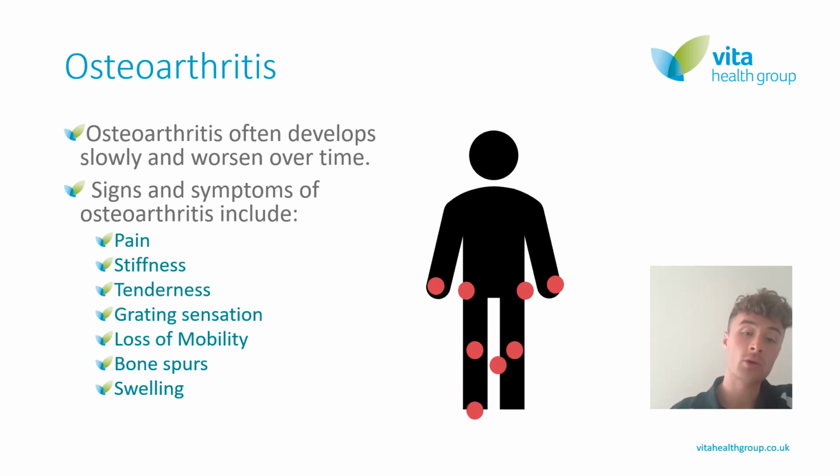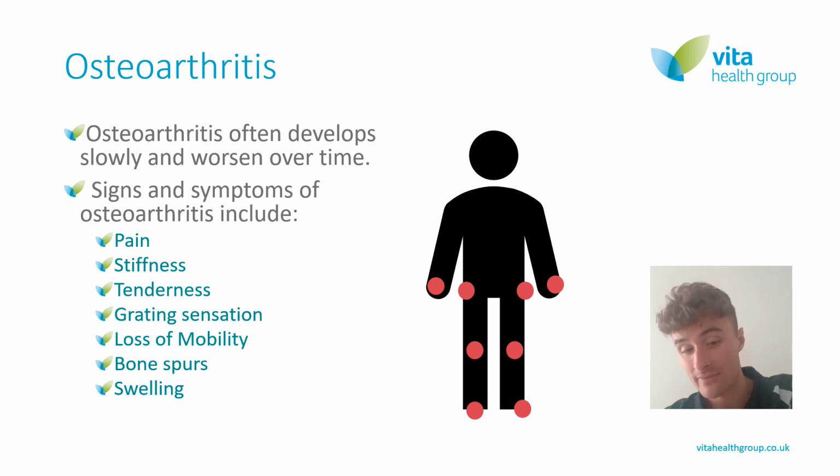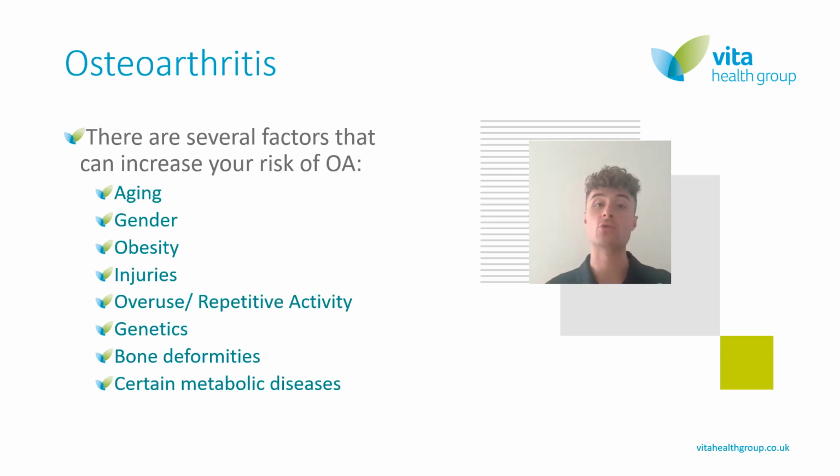So here across below are some of the common signs that people with OA may experience. So you'll have pain, stiffness, tenderness, a grating sensation, that kind of grind sensation that you may feel, a loss of mobility, and then the bony spurs, which I just talked about previously, and then of course swelling across the joint as well. There are several factors that increase your risk of OA. They're listed below. So we've got aging, gender, obesity, injuries, overuse, genetics, bone deformities, and then certain metabolic diseases such as type 2 diabetes.